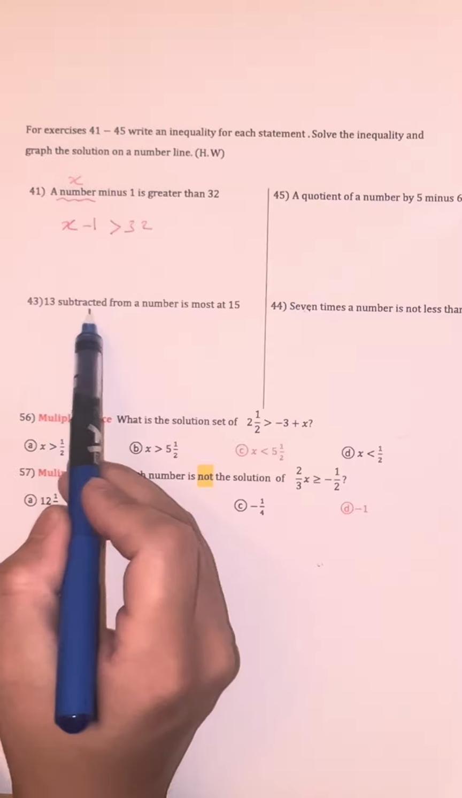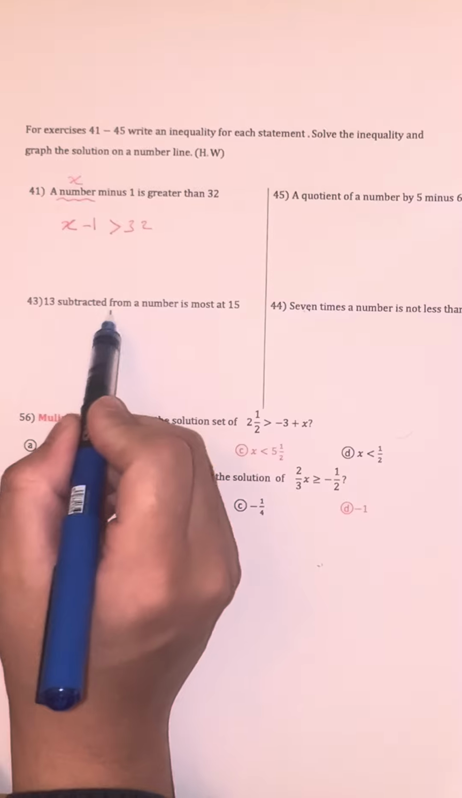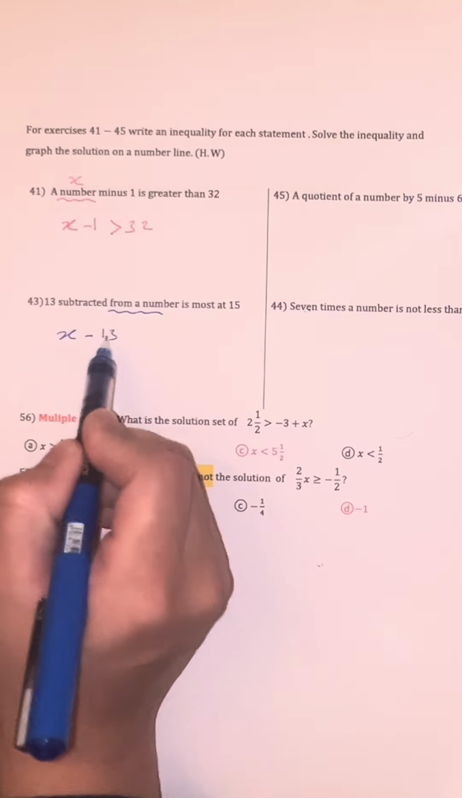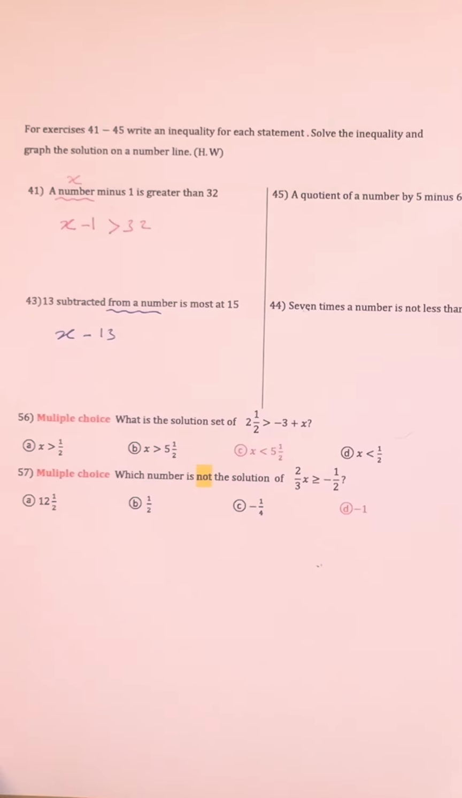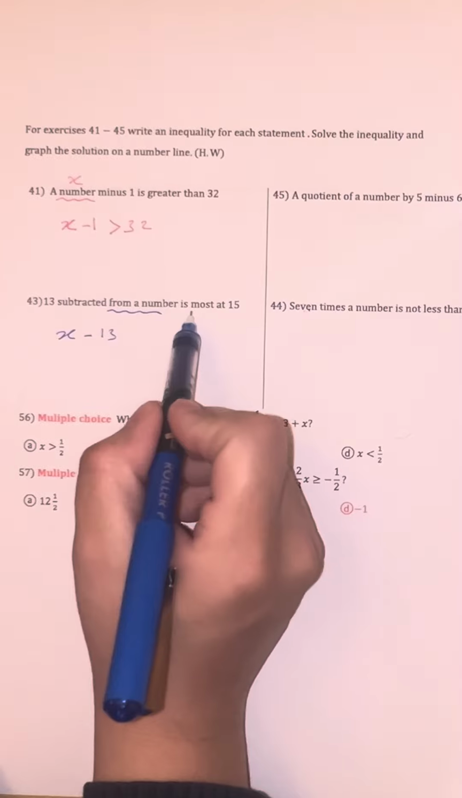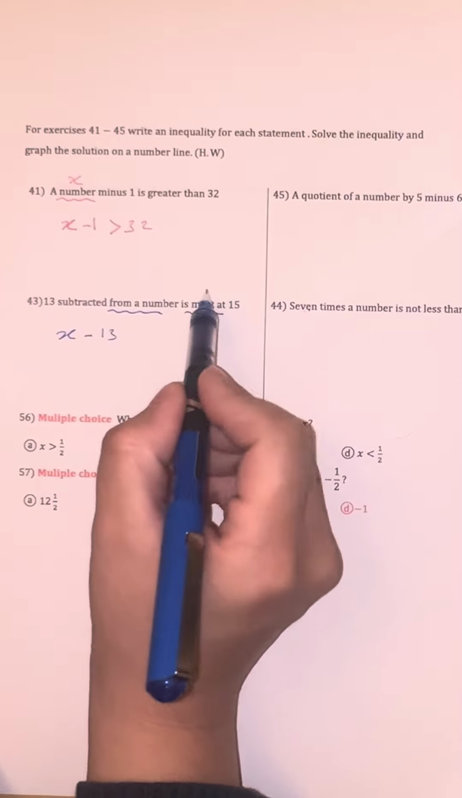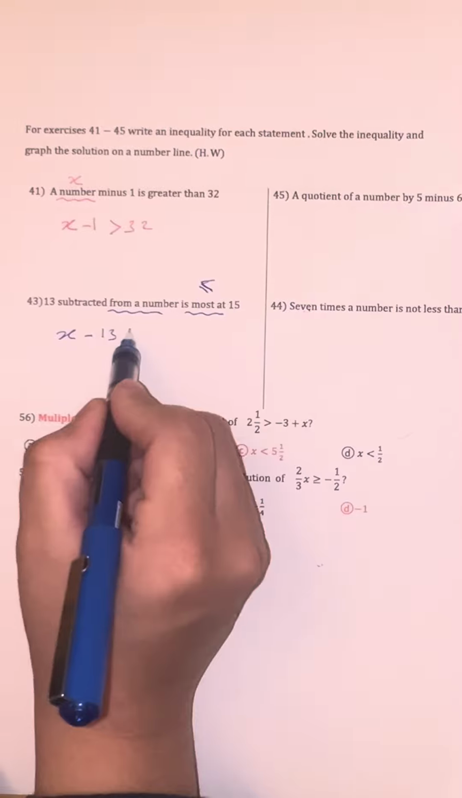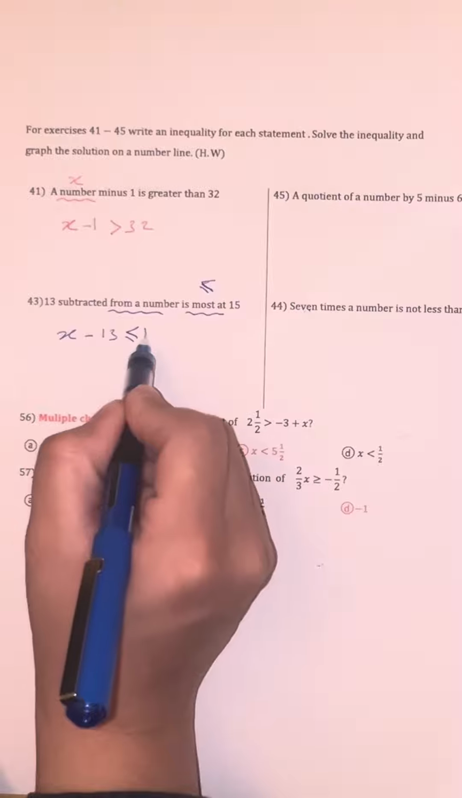13 subtracted from a number. From a number means x before a number. Okay, is at most 15. For at most, I will always use less than or equal. Okay, therefore less than or equal to 15.